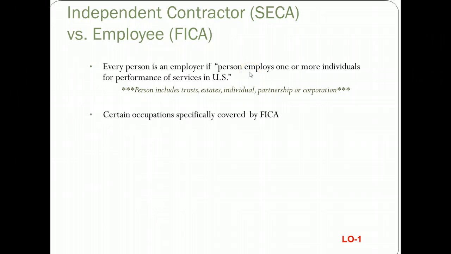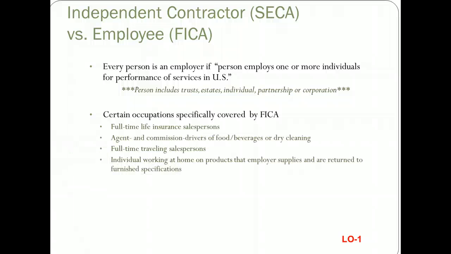There are certain occupations that are specifically covered by FICA. Full-time life insurance salespersons, meaning they have to pay into the FICA plan. Agent and commission drivers of food and beverages or dry cleaning. Full-time traveling salespersons. Individuals working at home on products that the employer supplies them. They work on them and then return them according to furnished specifications. Whatever they were supposed to do to them, they do, and they send them back. They're covered by FICA, meaning their employees have to pay into FICA.